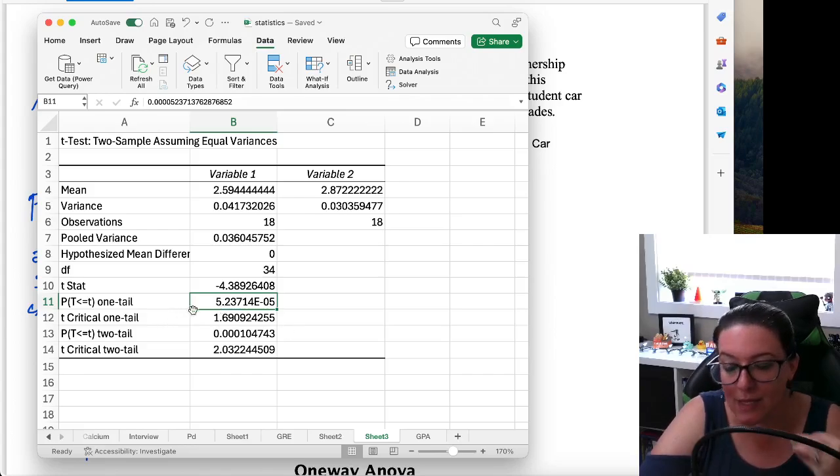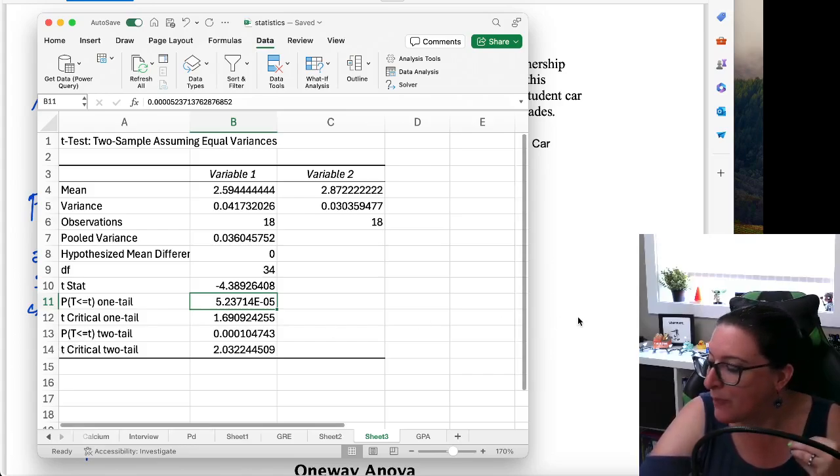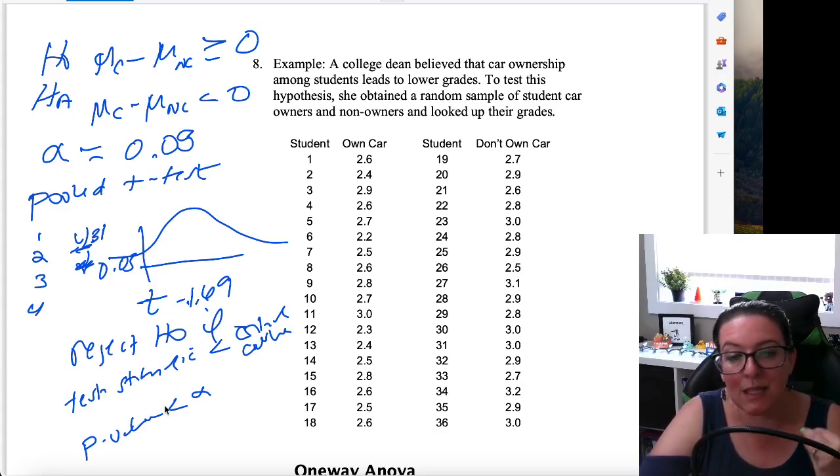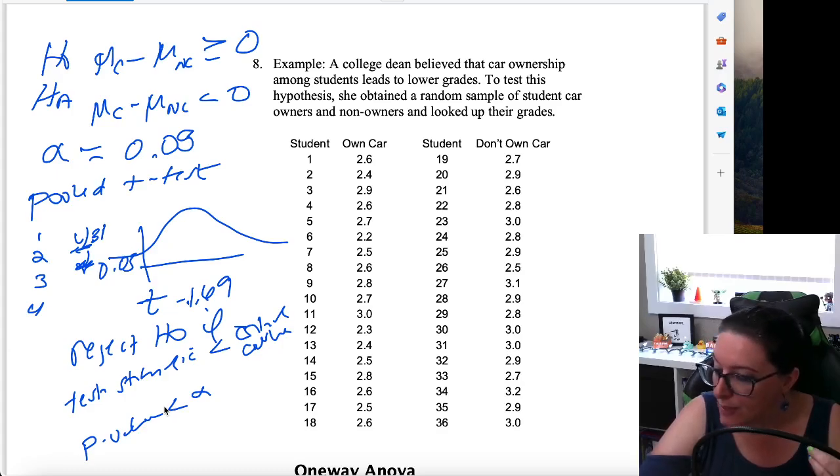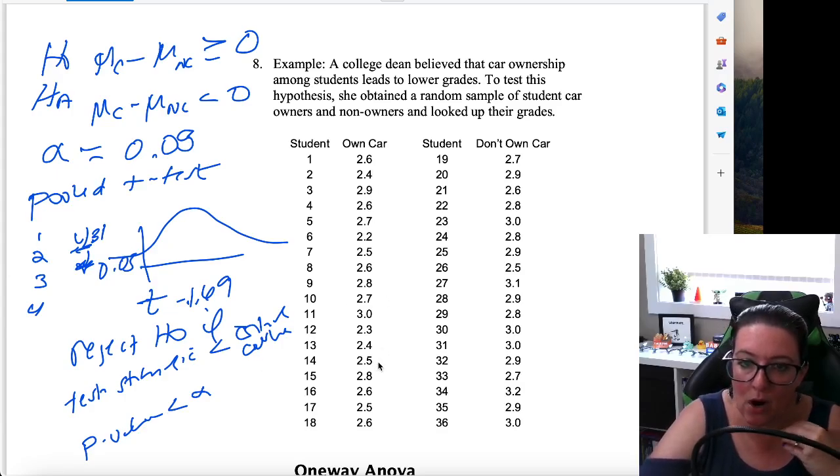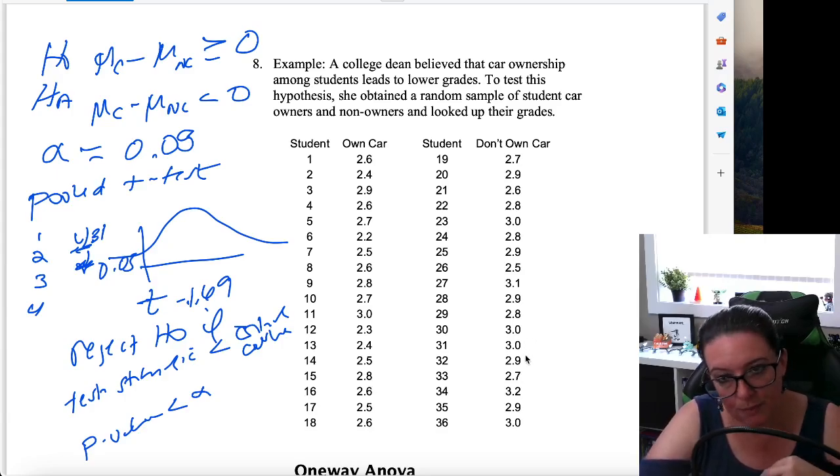We're comparing this number to an alpha of 0.05. Well, 0.05 is much bigger than this p-value. If the p-value is less than alpha, then we reject the null hypothesis. So in this case, we're going to reject the null hypothesis, and we see those who own a car have lower GPA than those who don't.